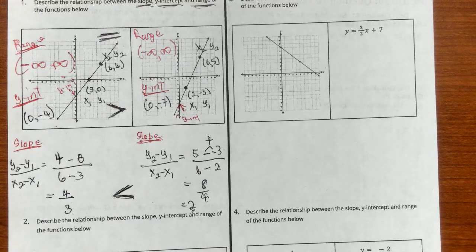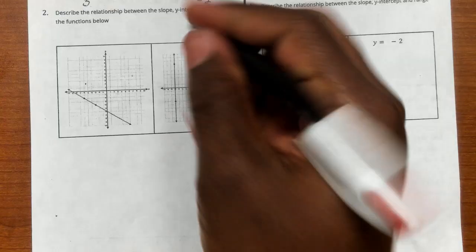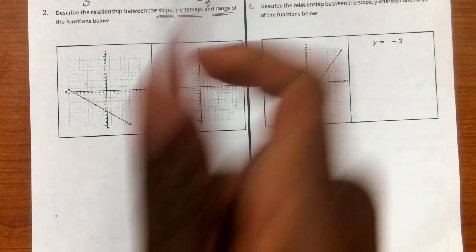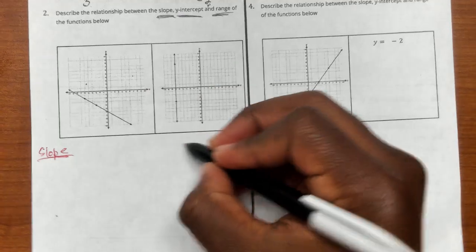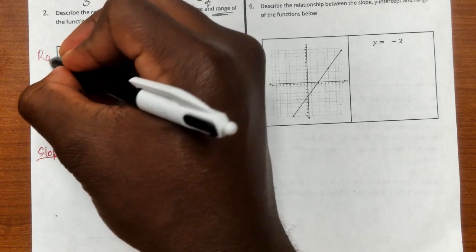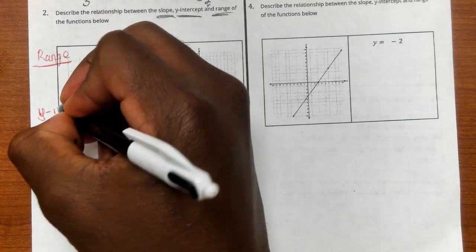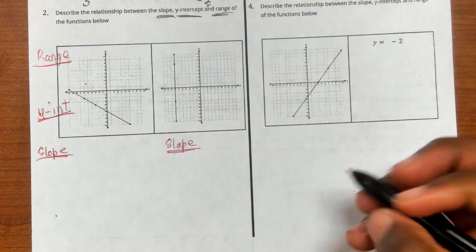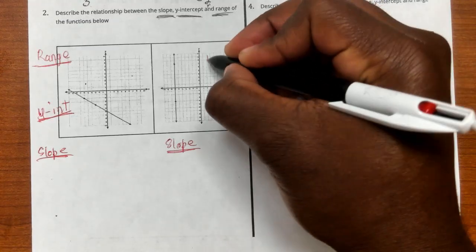So let's try the next one. We're trying to describe the relationship between the slope, y-intercept, and range. So, slope, range, y-intercept. Those are the things I'm trying to identify.